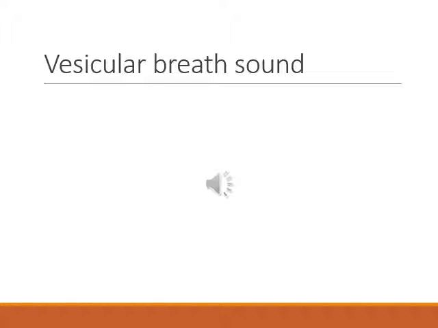So this is the example of vesicular breath sound. It is a low pitched sound, rustling sound. It is called vesicular because, as I said, it is generated by passage of air through the airways, and the transmission by the vesicles. What are the vesicles? The alveoli.